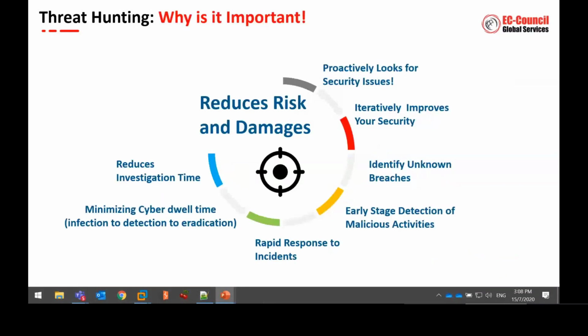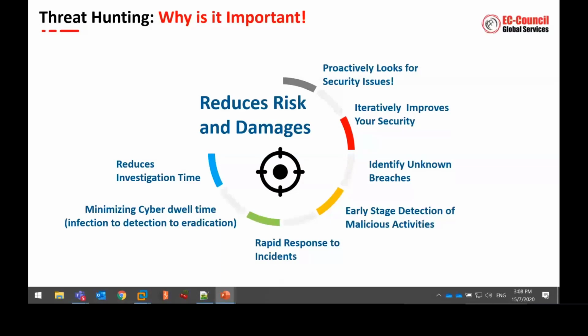Why is it important? I'm pretty sure when you open Google and search about cybersecurity, threat hunting is one of the results, because it's in demand, and everyone talks about threat hunting. Let's go hunting. Let's catch the threats. But why is it important? The first and most important thing is that it is a proactive approach. Again and again, I emphasize the fact that it's proactive.